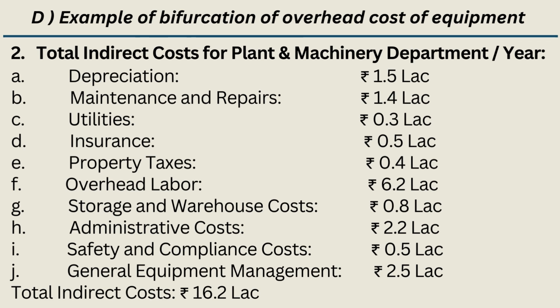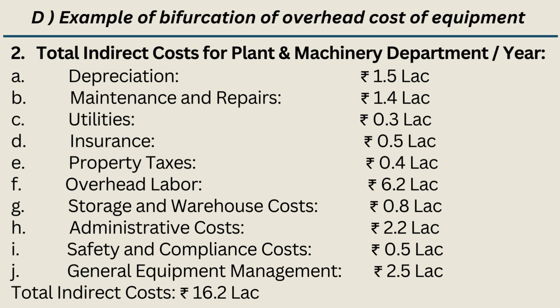2. Total indirect costs for plant and machinery department per year. Depreciation, 1.5 Indian rupees lakh. Maintenance and repairs, 1.4 Indian rupees lakh. Utilities, 0.3 Indian rupees lakh. Insurance, 0.5 Indian rupees lakh. Property taxes, 0.4 Indian rupees lakh. Overhead labor, 6.2 Indian rupees lakh. Storage and warehouse costs, 0.8 Indian rupees lakh. Administrative costs, 2.2 Indian rupees lakh. Safety and compliance costs, 0.5 Indian rupees lakh.